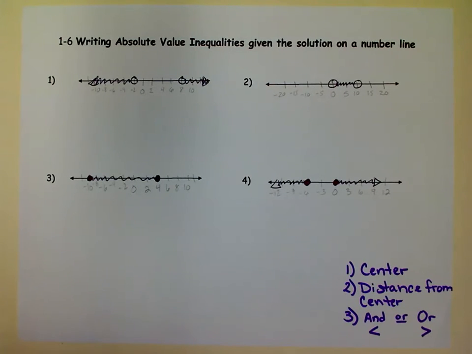What we're going to do today is we've been given some graphs of solutions of absolute value inequalities, and we are going to find the solution. So we have the graph, but we need to find the absolute value inequality that goes with it. There's really three steps.